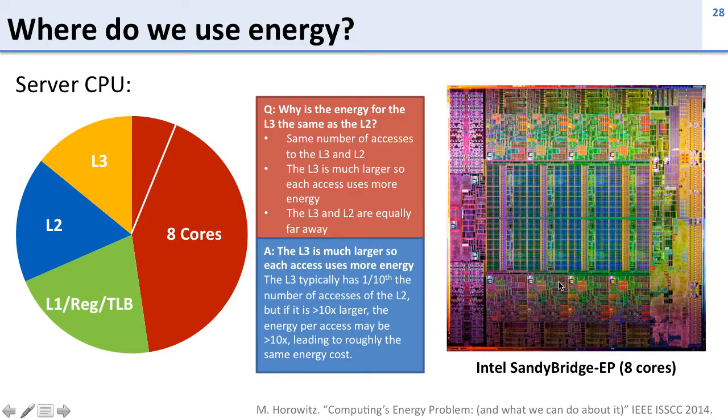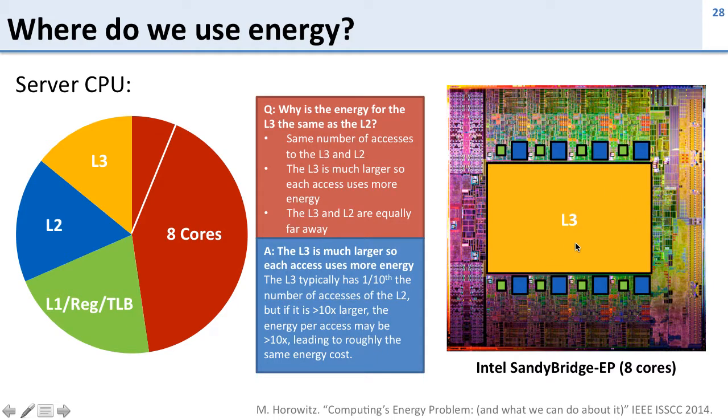So let's take a look at that. Here's an Intel Sandy Bridge 8-core processor. Here's the L1 and the L2, and here's the L3. So every access to this L3 has to access and move data somewhere in this huge array, and that costs enormously more energy. So even though the L3 cache is used much less frequently, because each access costs so much, it's still a very big source of power.